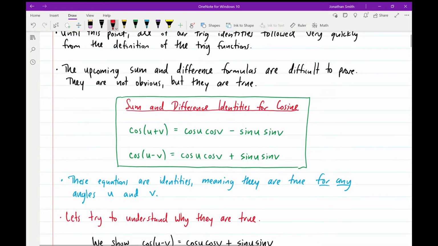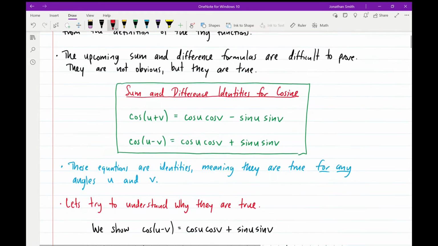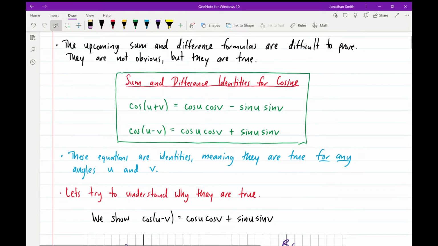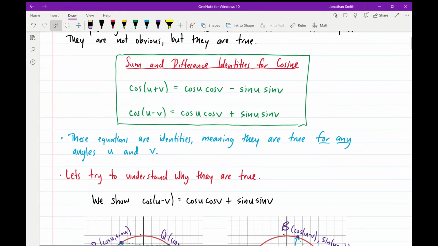Here's an example of a couple of the identities that we're about to prove. These are sum and difference formulas, specifically for cosine. We end up with this identity: cosine of u plus v is equal to cosine u times cosine v minus sine u times sine v. And we also have a similar formula for the difference of two angles: cosine of u minus v is equal to cosine u times cosine v plus sine u times sine v.